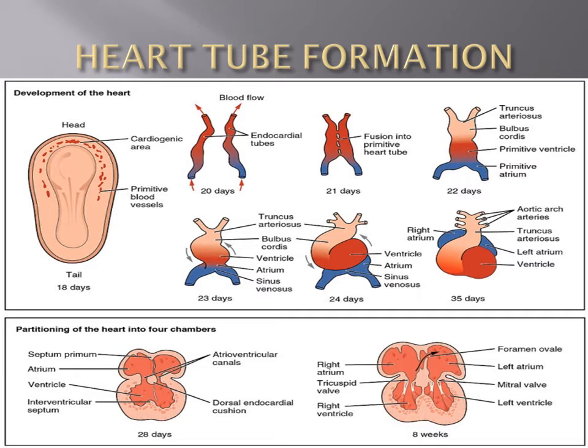Initially, the central portion of the cardiogenic area lies anteriorly to the oropharyngeal membrane and the neural plate. With the closure of the neural tube and the formation of the brain vesicles, with the expansion, and as the baby is folding anteriorly and posteriorly and lateral folding of the baby, the heart and the pericardial cavity, to start with, are located in the cervical region.